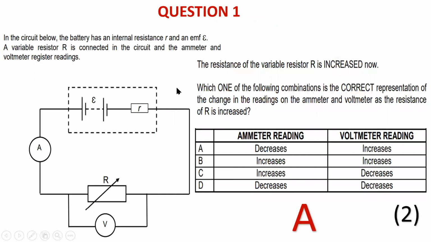Why A? Let's explain. Because if resistance increases, current decreases. And if resistance increases, voltage also increases, because we know our Ohm's law. What was it? V equals I times R. As you see, voltage and resistance are directly proportional to each other, but with resistance and current, if one increases, the other decreases. Because of that, our answer is A. If resistance increases, current decreases, and then voltage increases. And then you have your 2 marks.